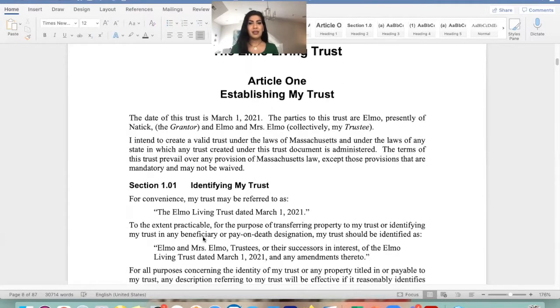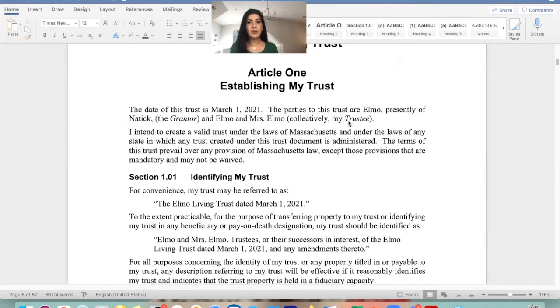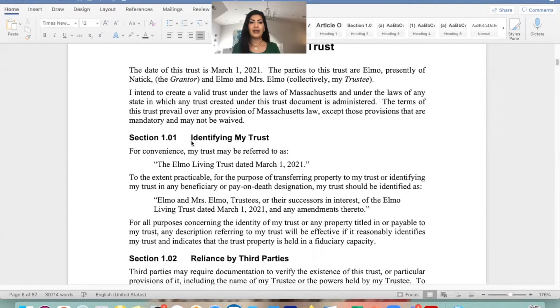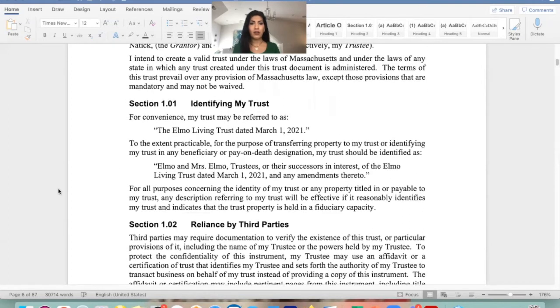So you can see that it's making it clear right off the bat in regards to who is the grantor and who are the trustees. So in this situation, Elmo and Mrs. Elmo are the trustees. All right, this is a shorthand version of the trust, and this longer version is how the trust can also be identified if someone wants to make it clear that both people are the trustees, aka both people are able to make decisions and have access to what's in the trust.